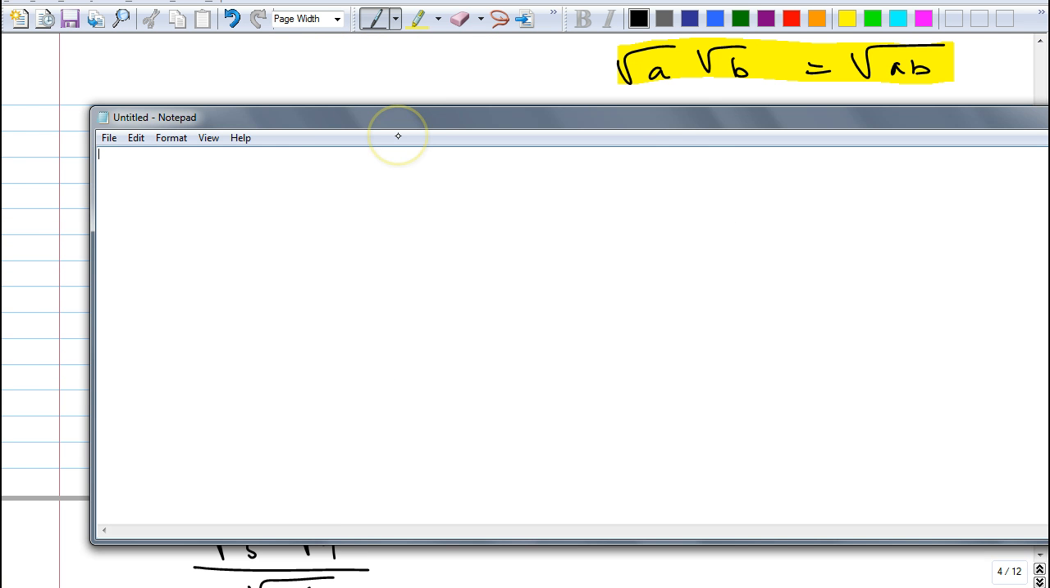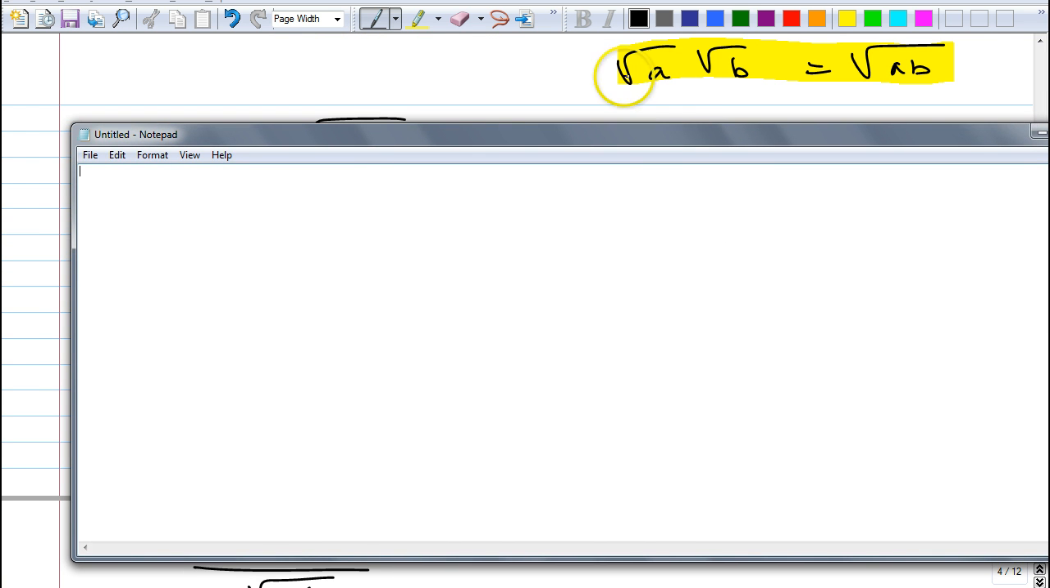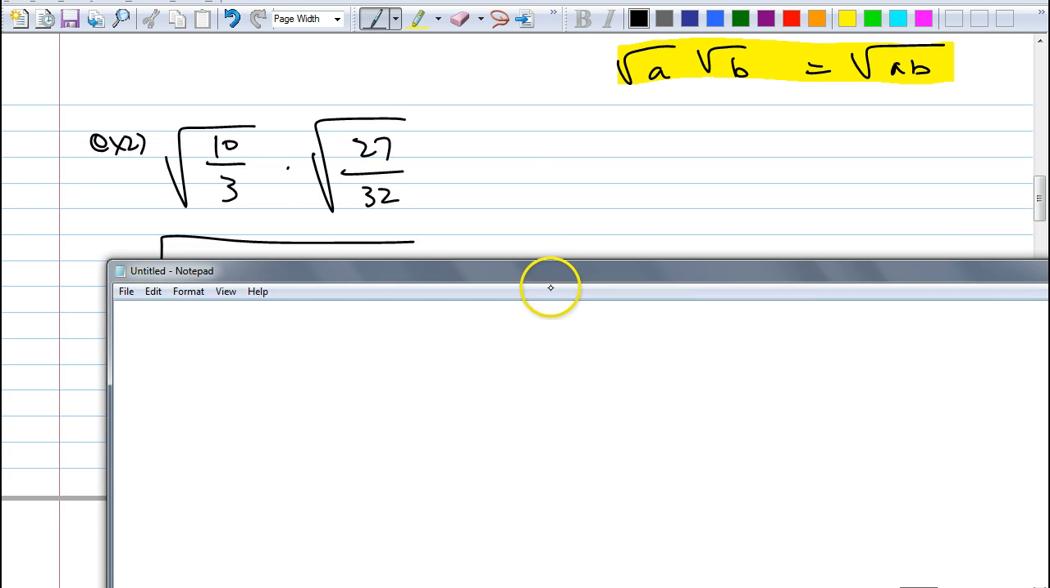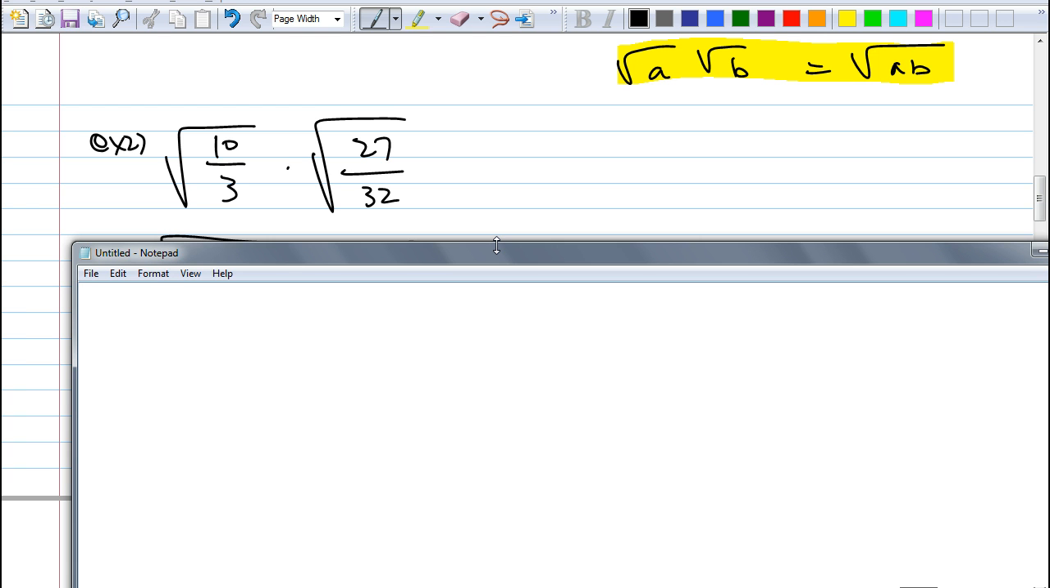Okay, so before we do example 2, you guys remember this rule? If I have square root of A times square root of B, it's the same as square root of AB. So this time we're gonna use that rule, I think. So take a look at this. Now we have 2 fractions multiplying, but they both happen to have radicals. Square root of 10 over 3 times square root of 27 over 32. So what should we do?